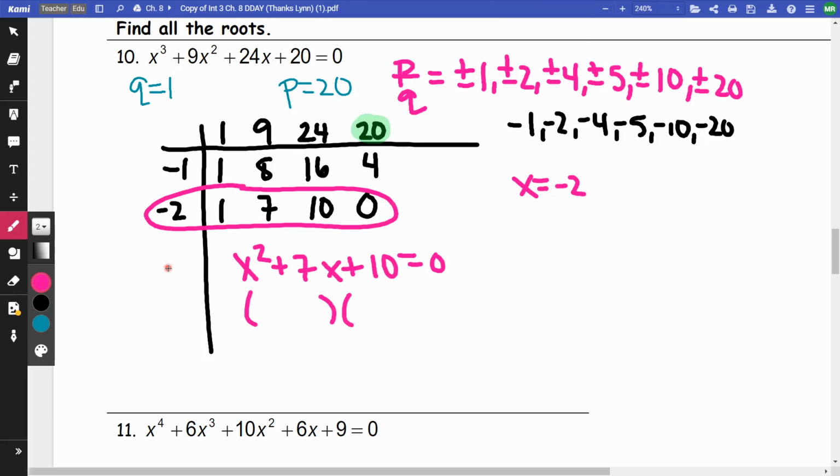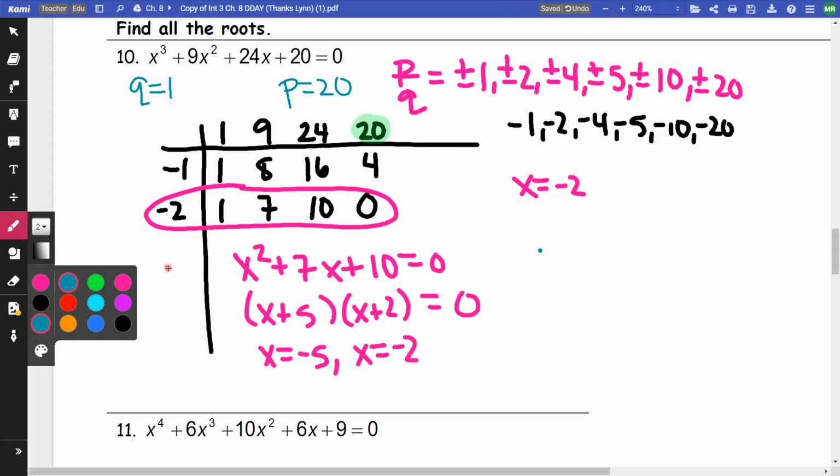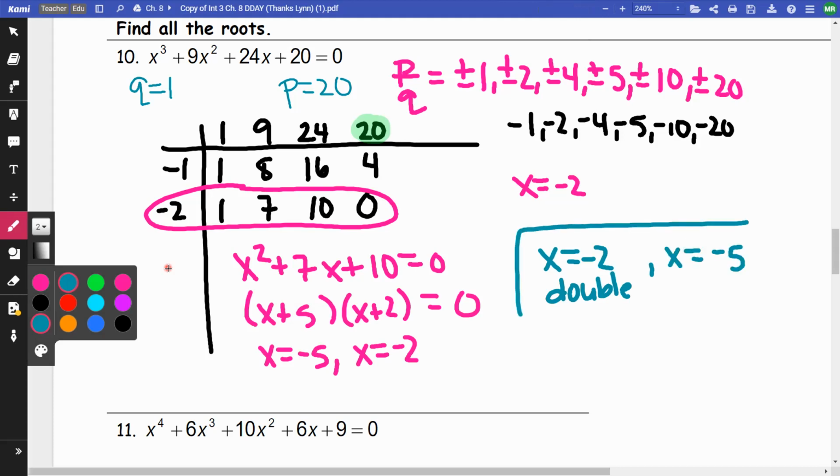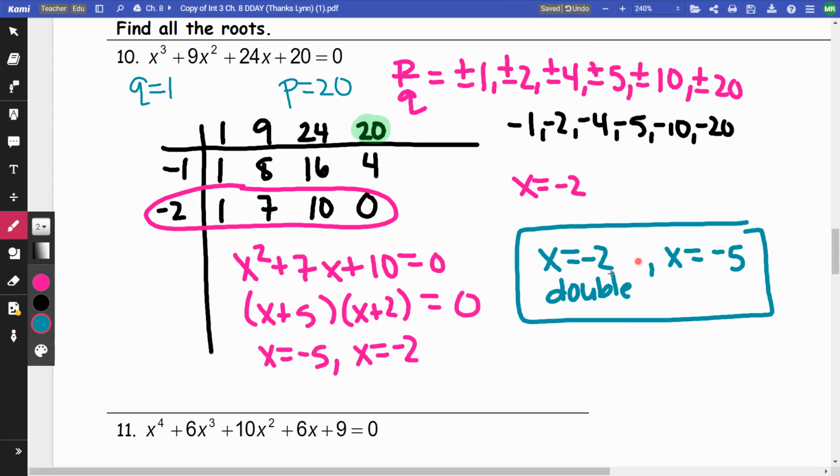I can factor this. What multiplies to 10 and adds to 7? Well, that's going to be an x plus 5 and an x plus 2. So I get x is equal to -5, and I actually ended up with a -2 again. So let me just write out my final answers. I have x equal -2, which happened to be a double, and I have x is equal to -5. Those are my solutions. And it looks like 2, but really it's 3 because this is a double.